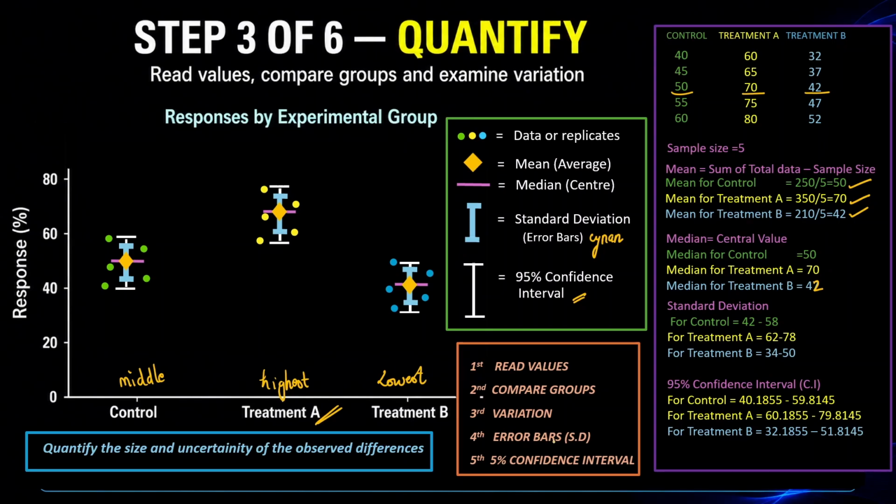So whenever you see a biological graph, don't simply look at which line is higher. Always ask 5 questions. What is the mean? What is the median? How much variation is present? How large is the standard deviation? How confident are these measurements? Once you answer these questions, you have successfully quantified the graph.